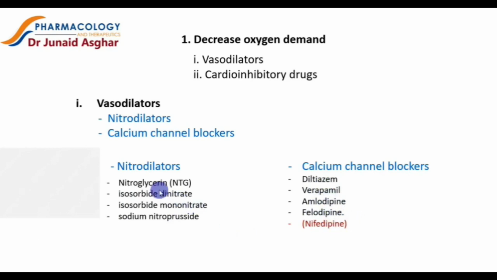Now, the classical drugs used for the management of angina include nitrodilator drugs. On the other hand, calcium channel blockers are often used as antihypertensives. However, they are additionally used in the management of angina also. Nearly all of these drugs are used in the management of angina, including diltiazem, verapamil, amlodipine, and felodipine. Most importantly, the longer-acting versions of calcium channel blockers are basically the drugs which are used in the management of angina.